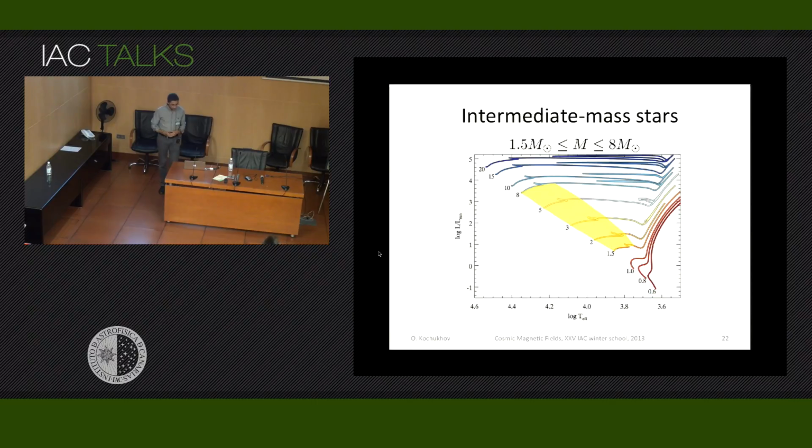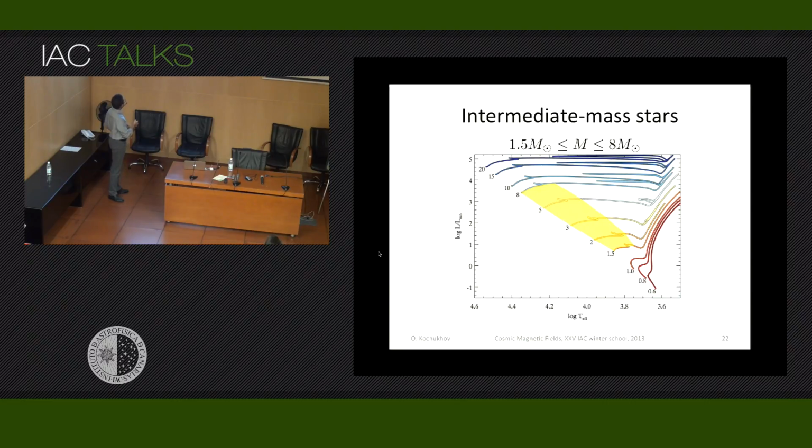Okay, so now I will move to, I have half an hour left, right? So now I am moving to a different class of stars, intermediate mass stars. So first I will move from solar type stars upwards in the HR diagram towards more massive stars, and then I return to cooler stars.